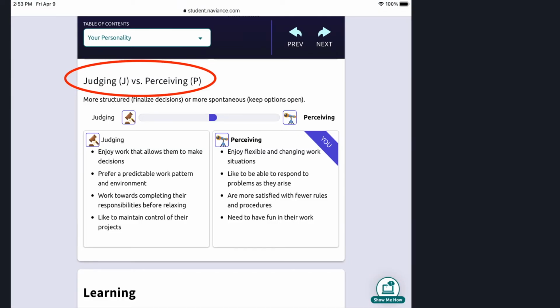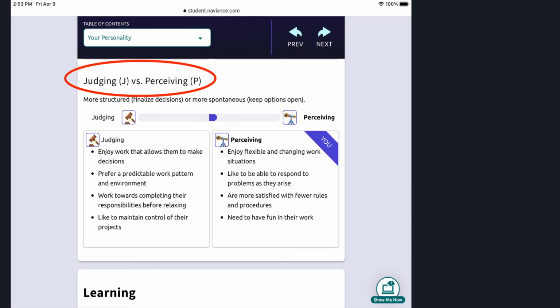Finally, the fourth letter is J for judging or P for perceiving. This measures whether you prefer to live in a more structured or spontaneous way. People who are strong on the J side like things to be predictable. They are usually the ones who create to-do lists and complete them. When they look forward to the weekend, they probably know exactly what is going to happen on each day. People who are strong on the P side like flexibility. They do not need to have every free moment planned out and like to see where things take them.